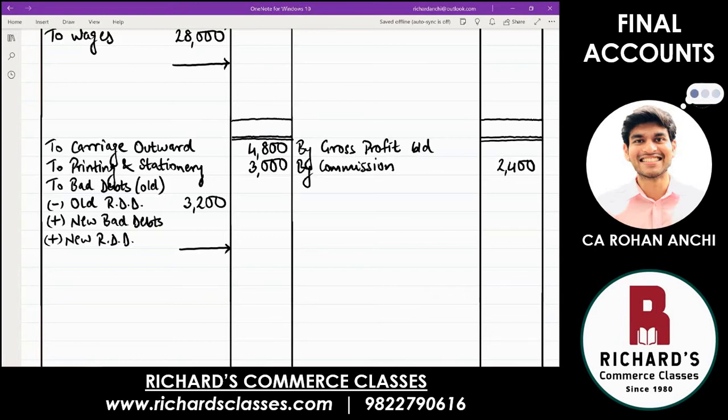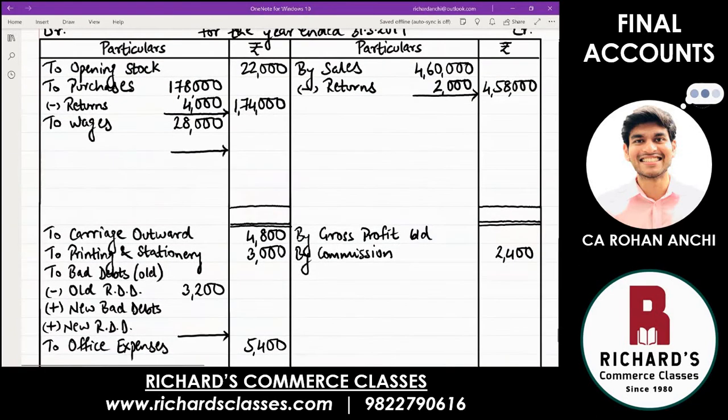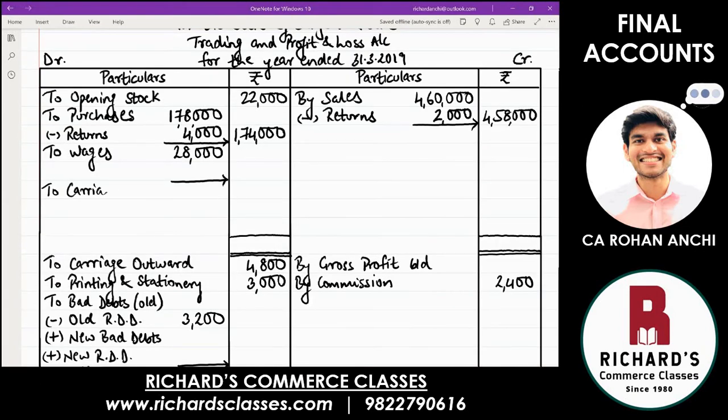Then further, office expense, that is an expense, profit and loss account debit side, to office expense. Amount is 5,400. Then the next is carriage. Only the word carriage means it is carriage inward. So back to the trading account, right there, to carriage. Amount is 9,000.